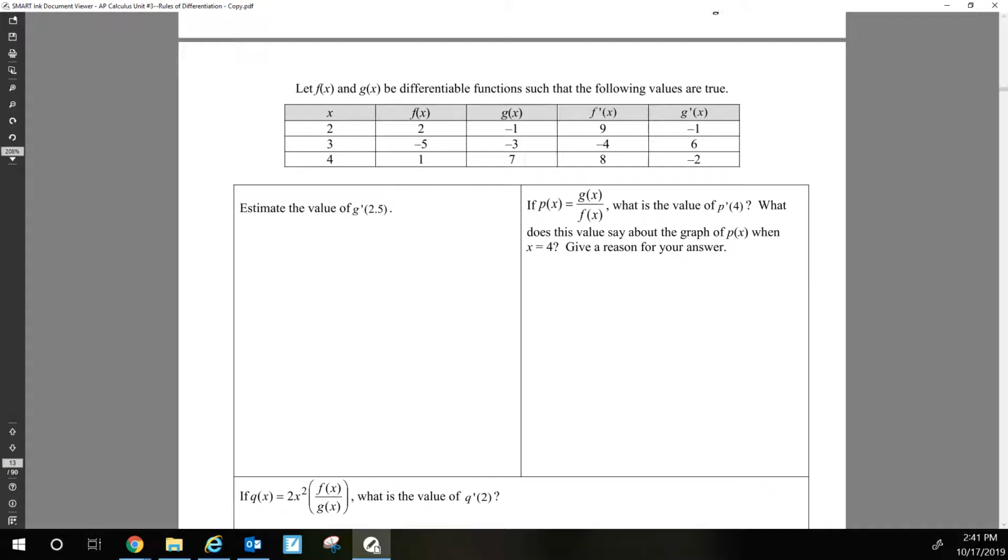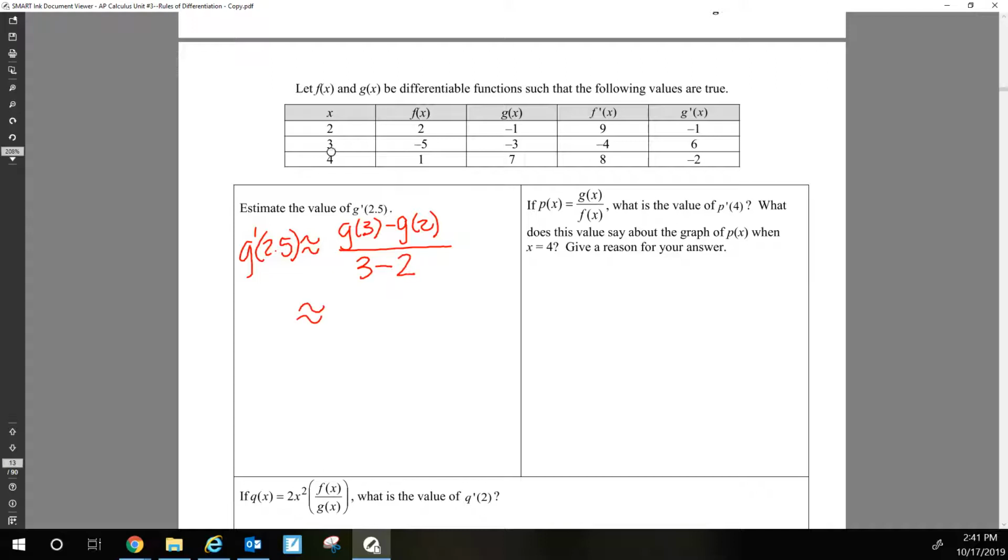Alright, they're giving us a table, and they first want us to estimate the value of the derivative of g at 2.5, and this is just to help bring home how we find the derivative. What is the derivative? It's the slope of the tangent line, and we can approximate it by finding the slope of a line between the 2 points on either side. So what's on either side of 2.5? 2 and 3. So the derivative at 2.5 is approximately g of 3, my y value at 3, minus my y value at 2, all over the x value of 3 minus the x value of 2.